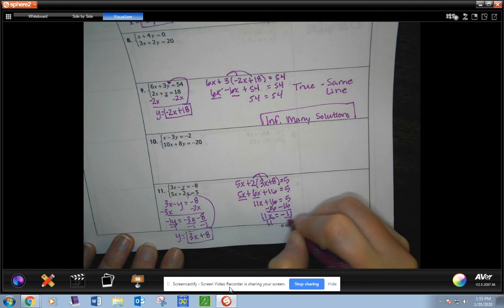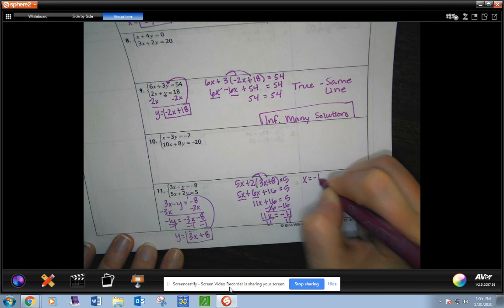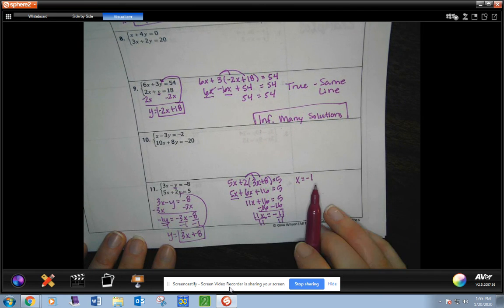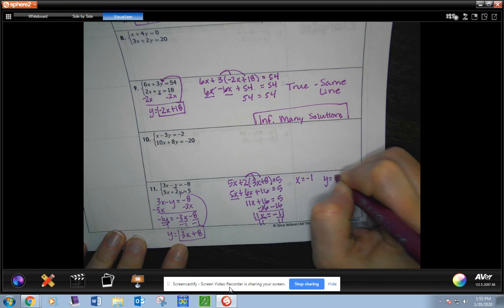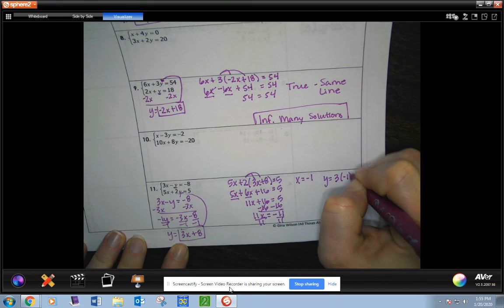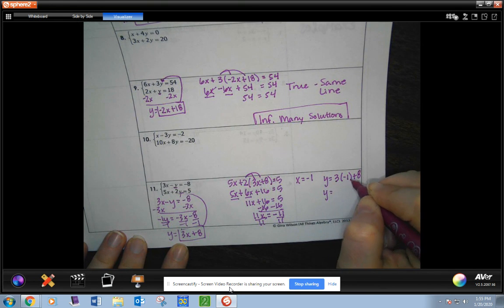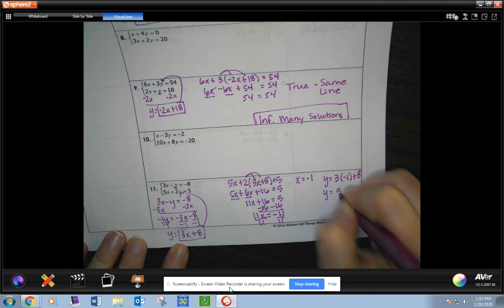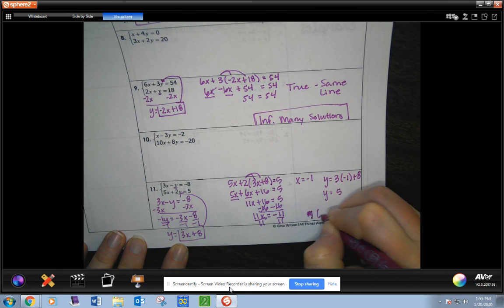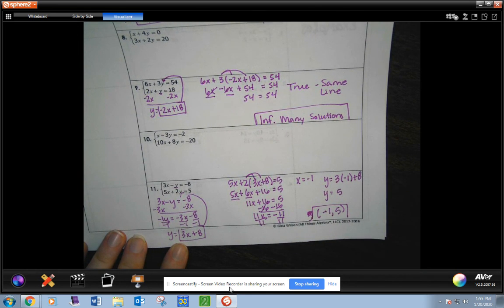We're going to divide by 11, and that gives me x equals negative 1. We're going to take this negative 1 and plug it back into the boxed equation. So we're going to do y equals 3, but instead of x, we put negative 1, plus 8. Well, 3 times negative 1 is negative 3, and negative 3 plus 8 would be 5. So my answer would be an ordered pair, so negative 1, 5. Remember, you can plug that in to check it, and you're going to solve the other 5 problems. And if you have questions, just let me know.